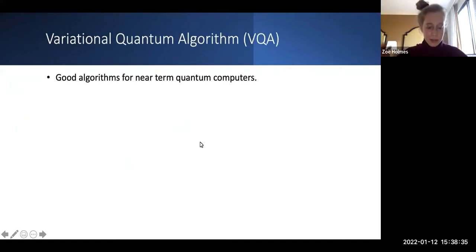But let me start by going back 10 steps and giving you my take on variational quantum algorithms. Now, I appreciate many of you will be very familiar with this already, but it's always good to repeat things, and maybe some of you aren't so familiar with this.